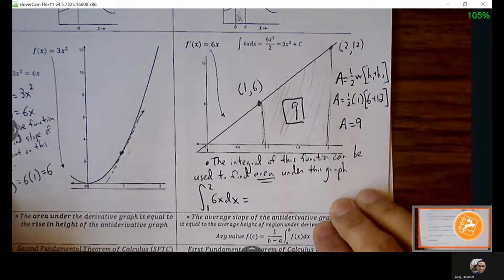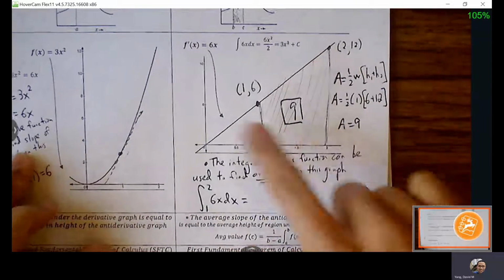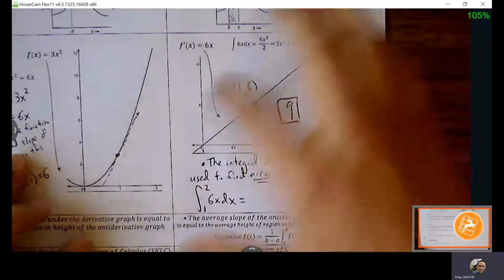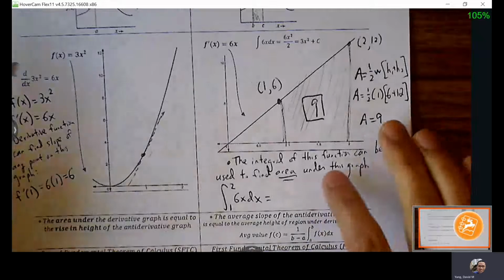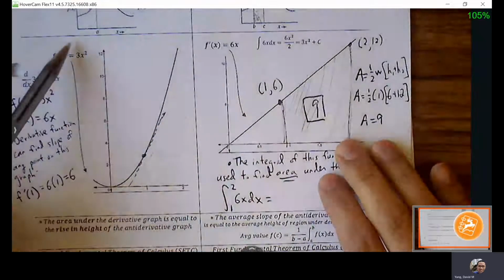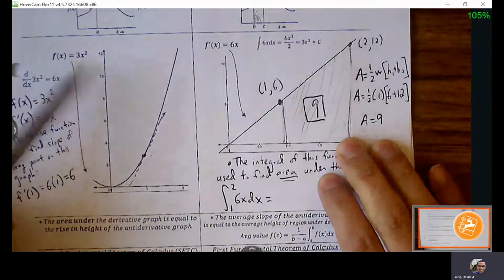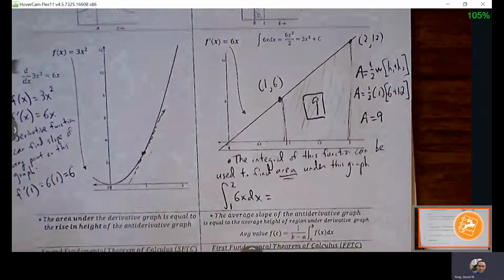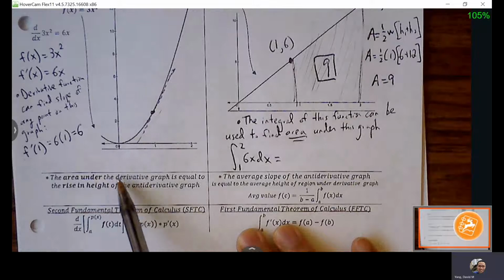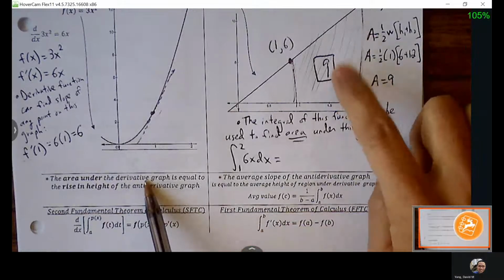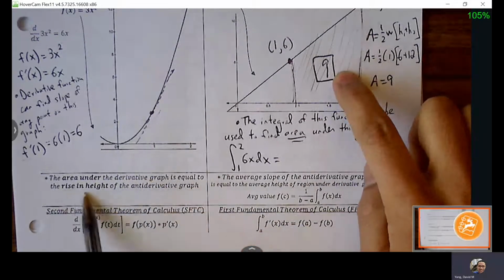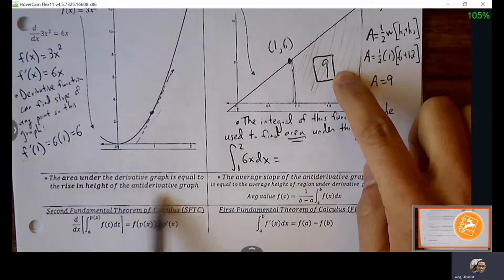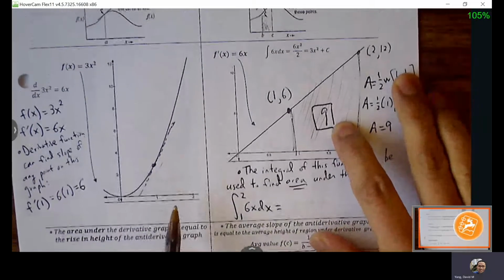Now this is purposely a geometric shape, right? Imagine this graph had curves in it, then it's not going to be a geometric shape anymore. But I want to show you that this 3x squared can help us find the area of this region. And here's the big idea here. The area under the derivative graph is equal to the rise in height of the antiderivative graph. So that's the relationship here.